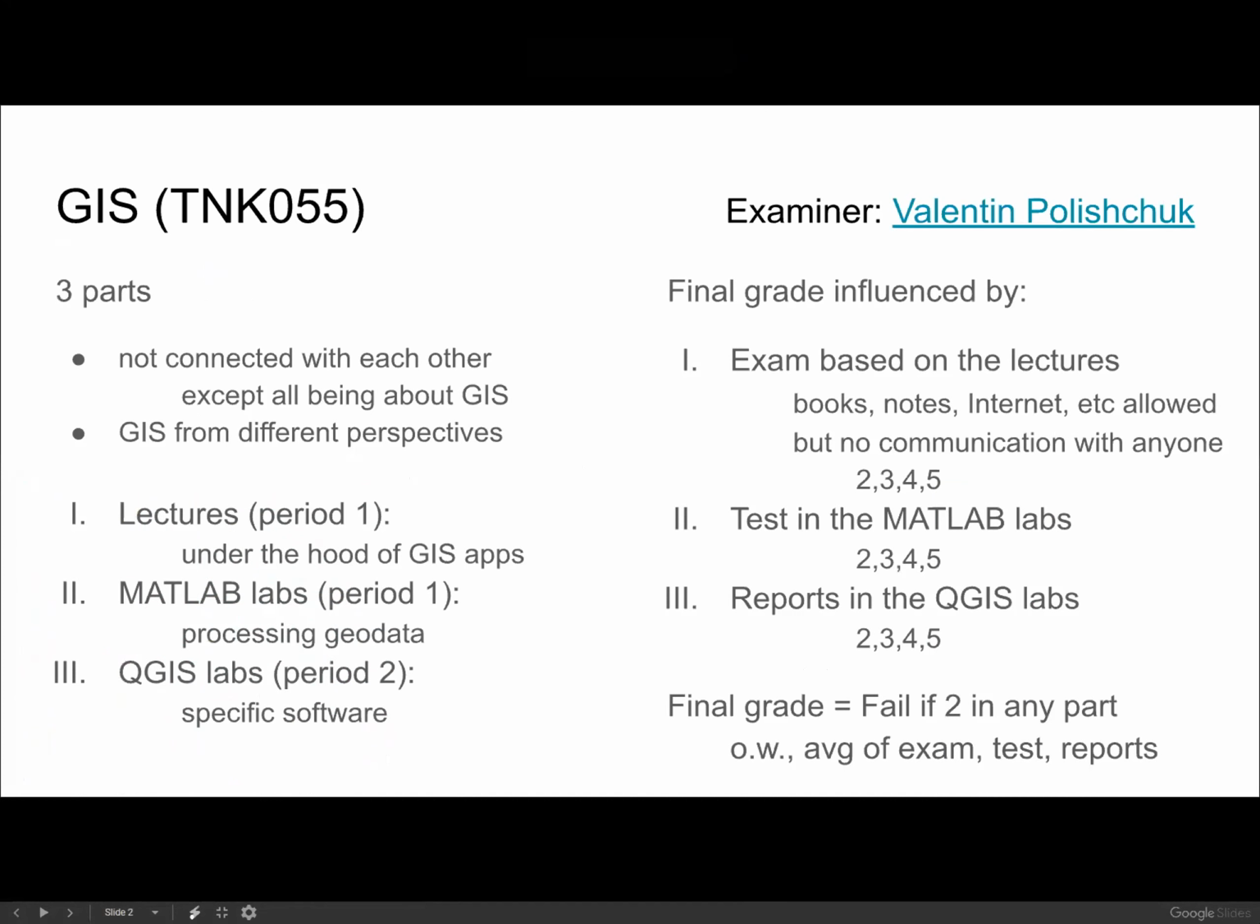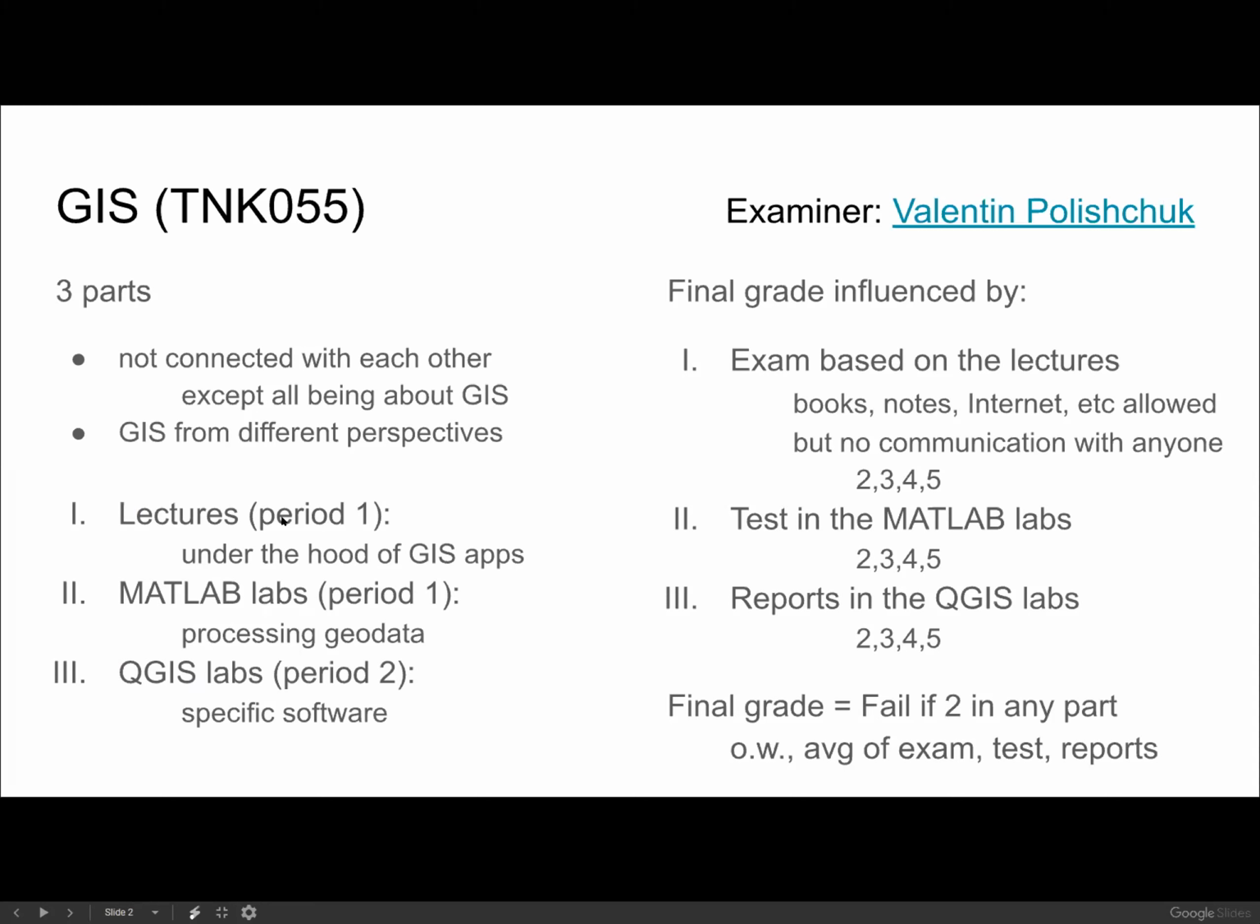One slide with the administrative stuff, still finishing on the administrative stuff. Yes, so there are 3 parts to the course. The 3 parts are not very much connected to each other, but they're all about GIS. So essentially we look at GIS from different perspectives. Well, okay, but I didn't say what GIS is: Geographical Information Systems, but hopefully you know what it is. It's the name of the course also.